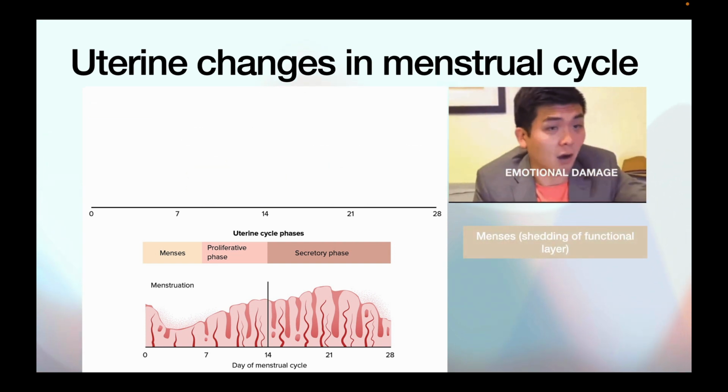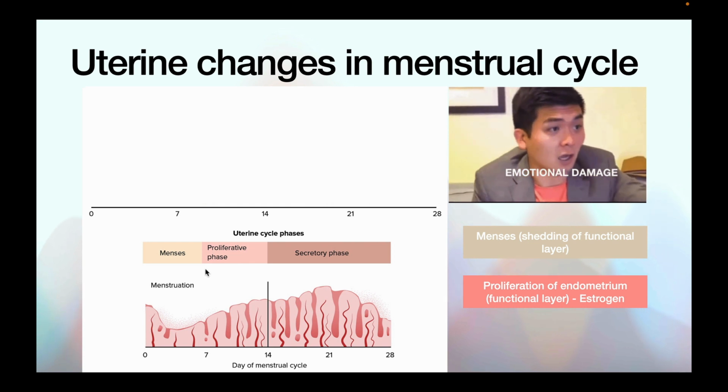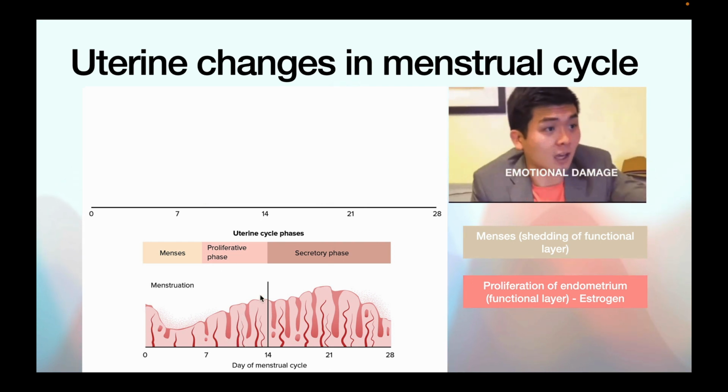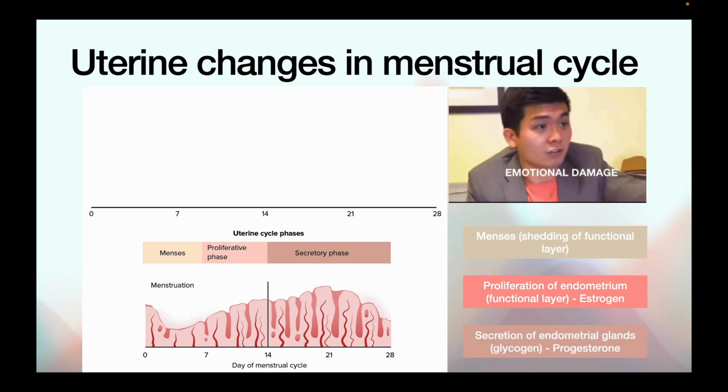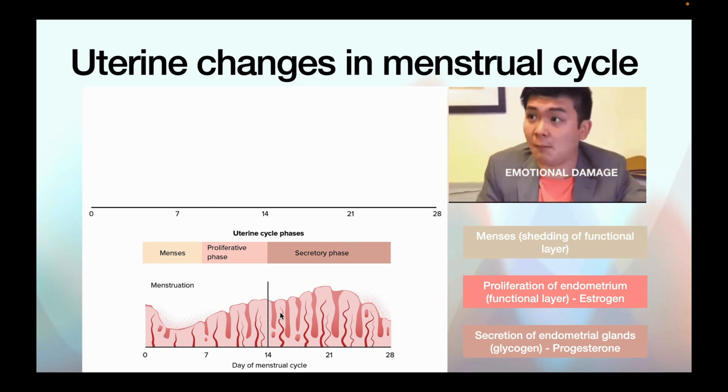And what you'll notice is that there are 3 distinct phases. There's menstruation, where you have sloughing off of the functional layer. Then you actually have proliferation around day 7 after the first day of menses, where the endometrium is starting to be stimulated by estrogen, and it starts to thicken in preparation for ovulation, which is about mid-cycle. And then after that, you have the secretory phase, which is production of nutrient-rich glycogens in the endometrium in preparation for a pregnancy. And that's primarily driven by progesterone.